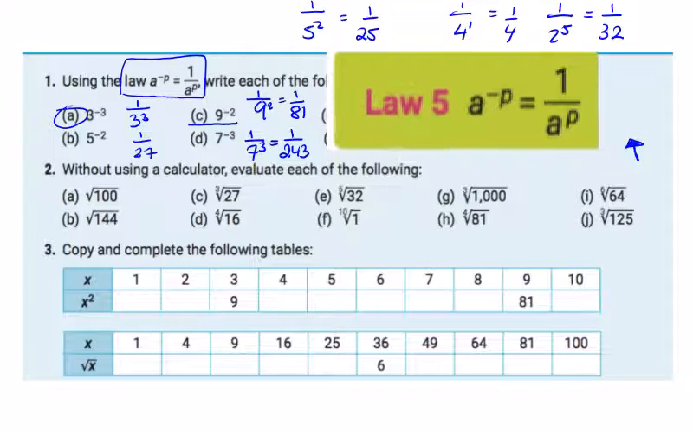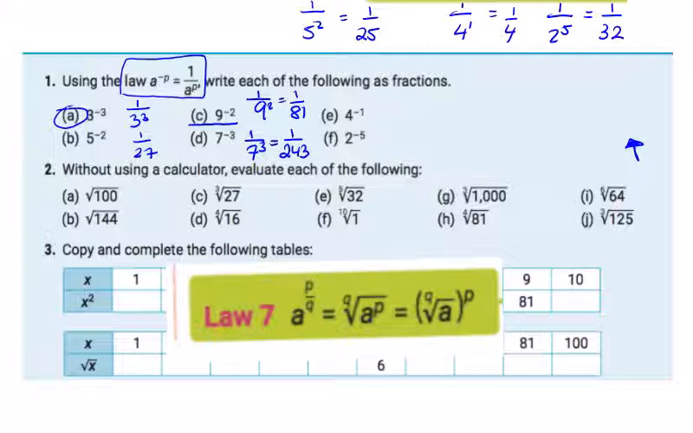The next rule for question 2 is law 7 here. These fractional powers, so fractional powers and square roots go together. The way I taught it in the previous video, if we have a to the power of 7 over 2, anytime you see a fractional power, it's a root. The a goes here, the top number goes inside, and the bottom number goes in here. That's the easiest way to remember it.